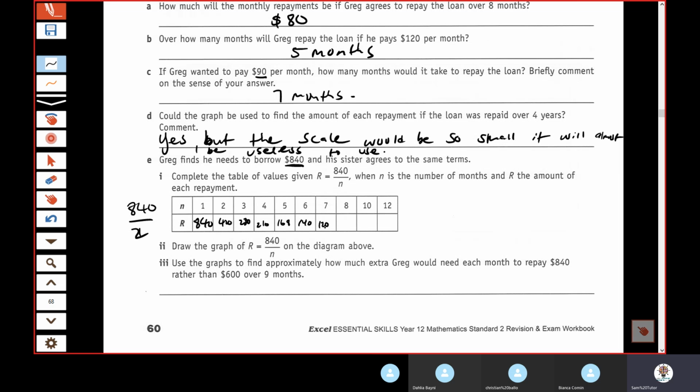120. 105. There's no 9, that's a 10. 84, and then a 12, it's 70, right? And then we've got to draw it above.